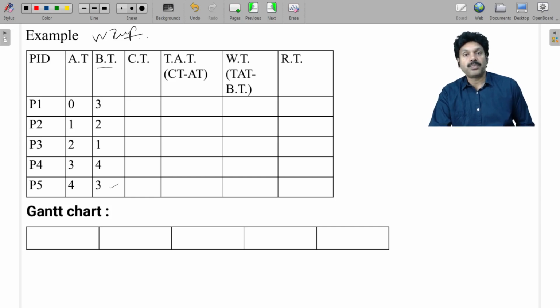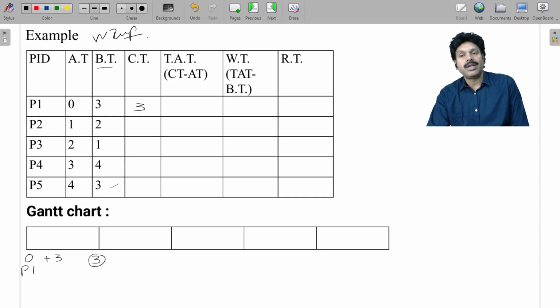Now let us pull them into the ready queue. At 0, no other process has come except P1. So P1 arrived at time 0, so I have taken it and it is executed for 3 units of time nicely. Then it gets completed at 3.